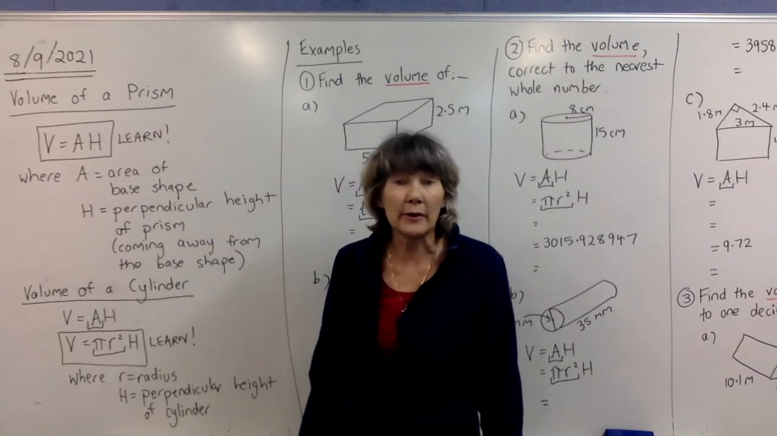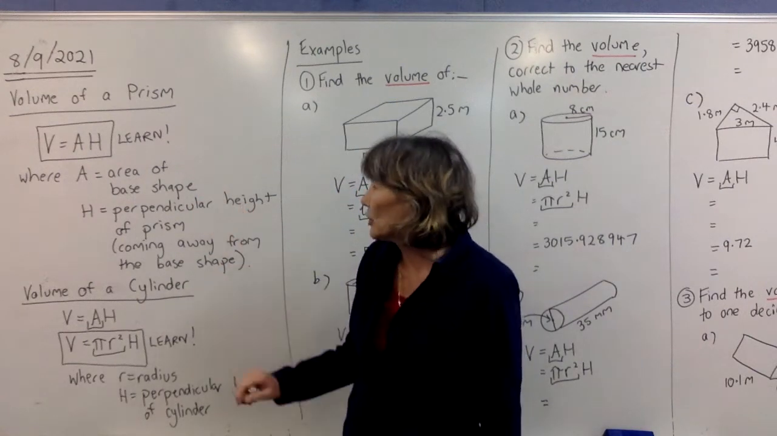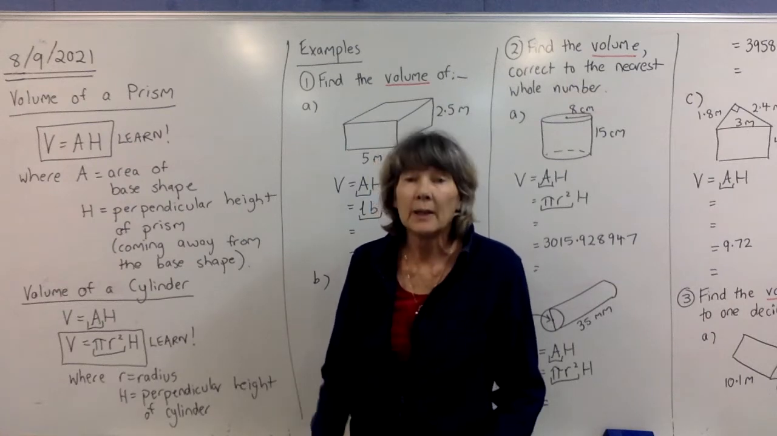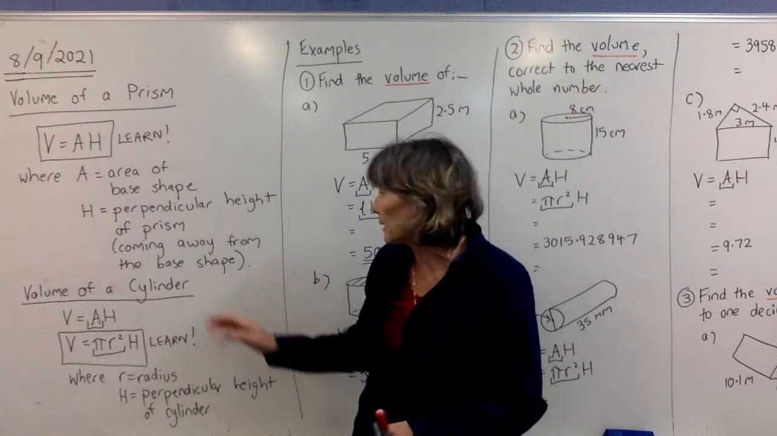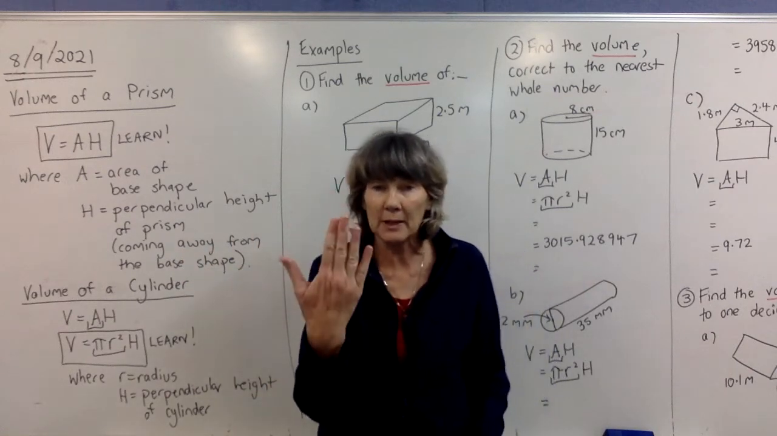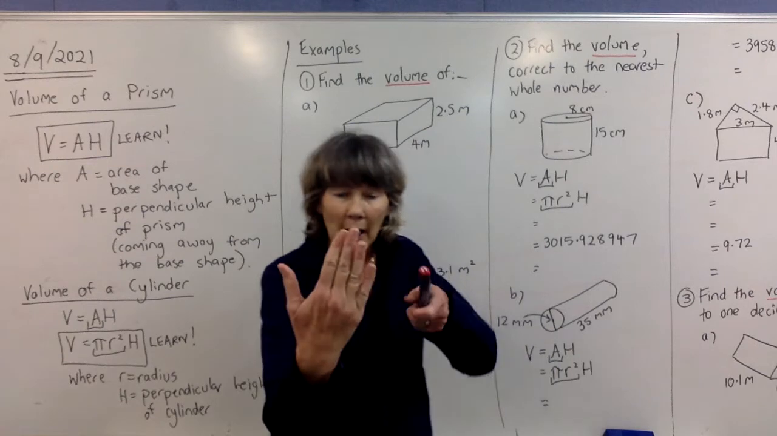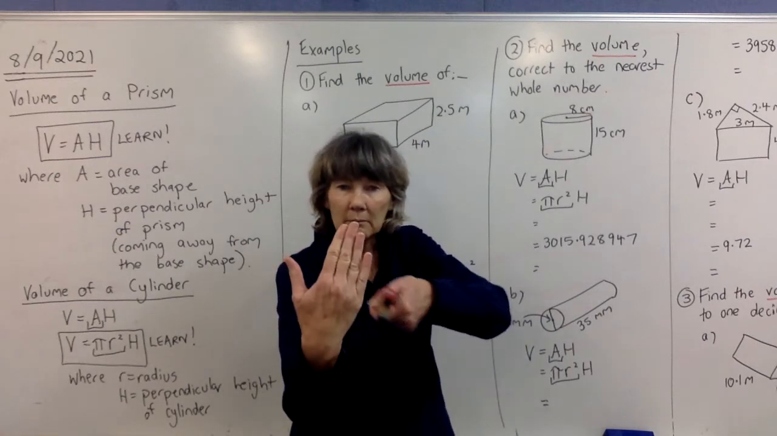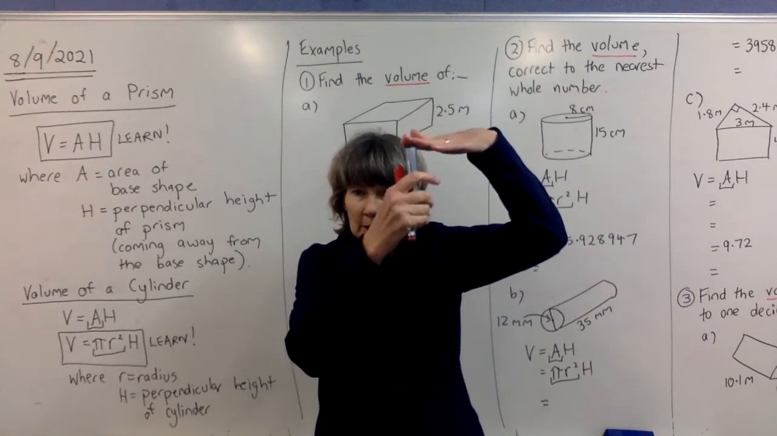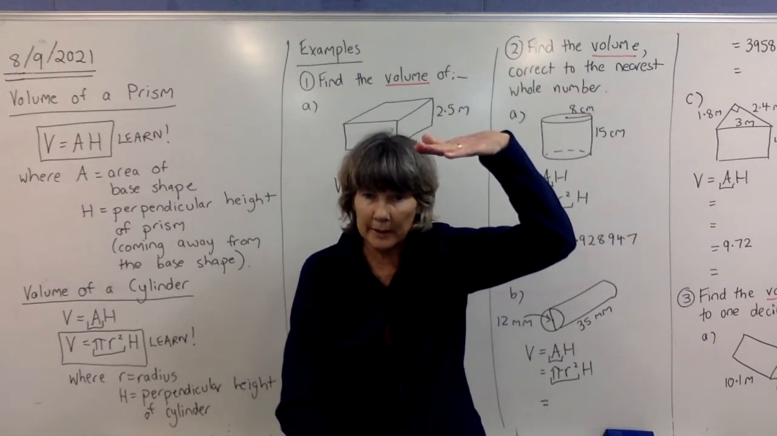A stands for the area of the base shape and H stands for the perpendicular height of the prism. Now the perpendicular height of the prism comes away from the base shape. So if your base shape is at the front, the perpendicular height will come away from that. Okay? If your base shape is up here, the perpendicular height will come away from it.